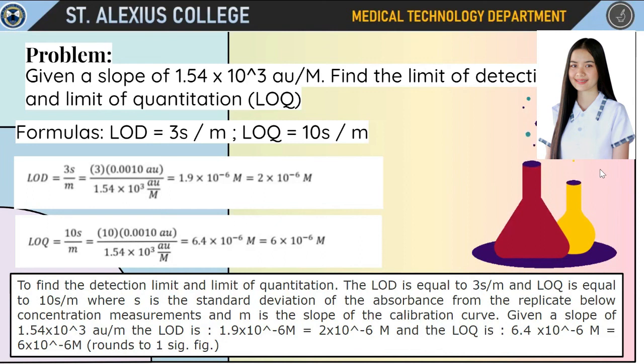Since standard deviation will always be recorded to one significant figure, the limit of detection and the limit of quantitation that follow should always be rounded to one significant figure. So we come up with an answer: LOD is 2 times 10 to the negative 6 molarity and LOQ is 6 times 10 to the negative 6 molarity.